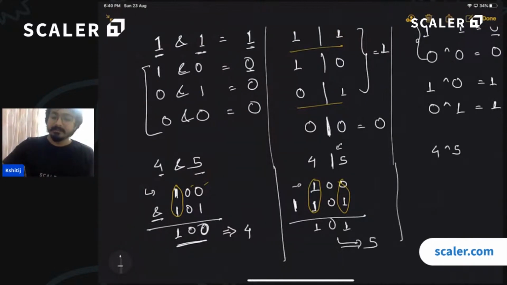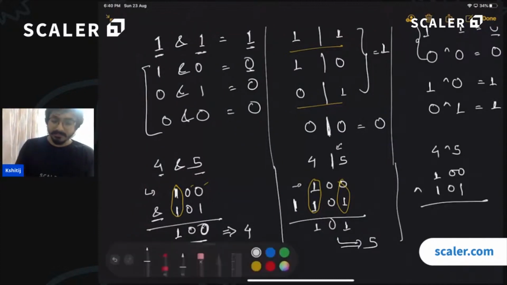Okay. If you have to take 4 XOR 5, 4 is again 100, 5 is 101. Now this is interesting. Can you guys quickly tell me the answer?